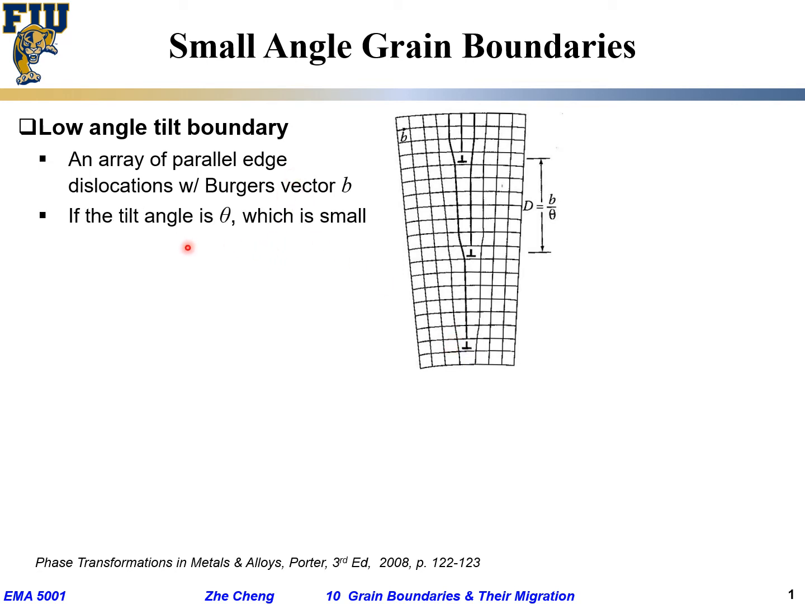If the tilt angle from the left grain to the grain on the right can be measured to be theta, which is typically small, and we define the distance between neighboring dislocations, this is one dislocation, this is another, as capital D, then we have a very simple mathematical relationship. The tilt angle theta is approximately the ratio of the Burgers vector B divided by the interdislocation distance D. This is essentially the way that you define an arc angle.